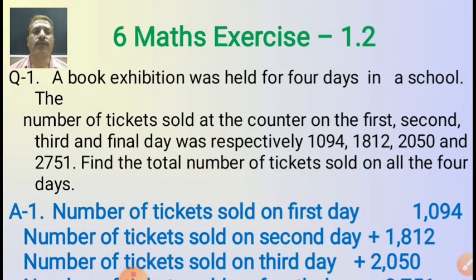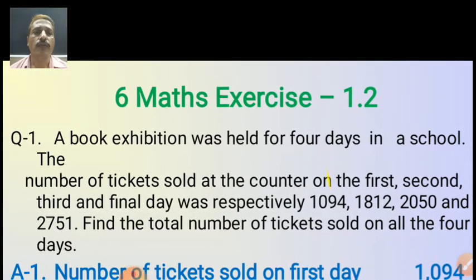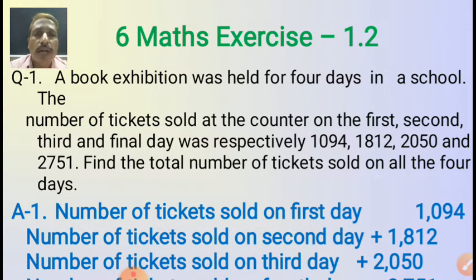The number of tickets sold at the counter on the first, second, third and the final day was respectively 1094, 1812, 2050 and 2751. Find the total number of tickets sold on all the 4 days. Student, what do we have to do for this one? We have to do addition, subtraction, multiplication or division.